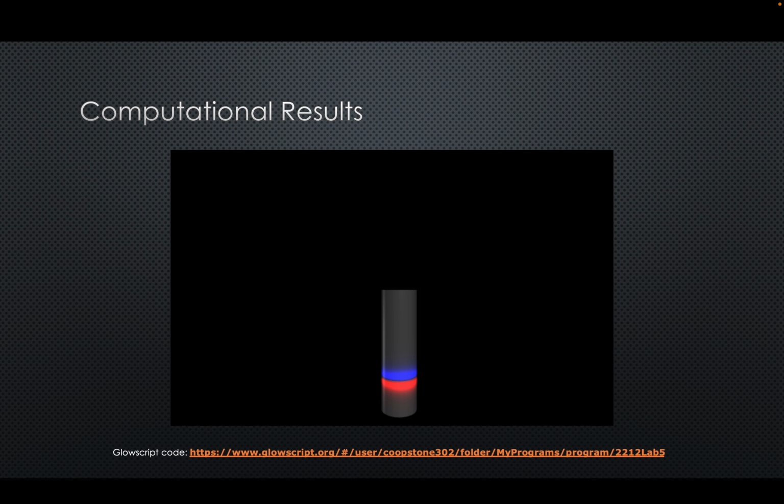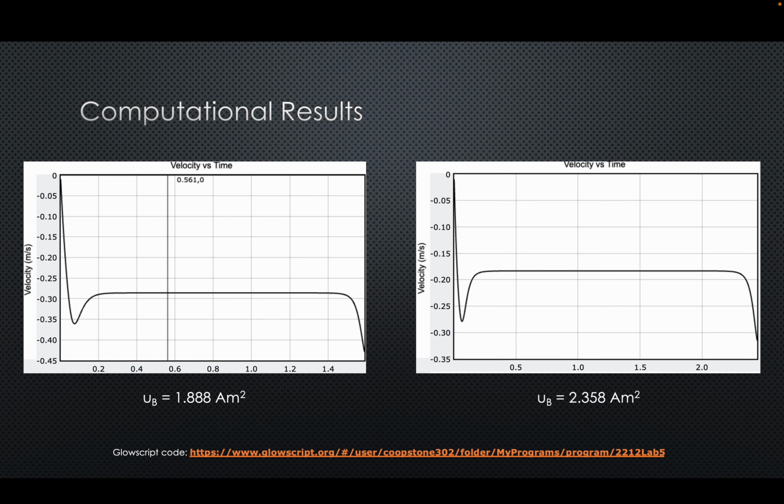And here you can see a screenshot of the simulation as it falls through the tube, with the blue and red rings demonstrating the induced currents created by the falling bar magnet. Here are the results with the magnetic dipole moment from Lab 3 on the right, achieving a time of around 2.5 seconds, and then the adjusted magnetic dipole moment giving 1.5 seconds.